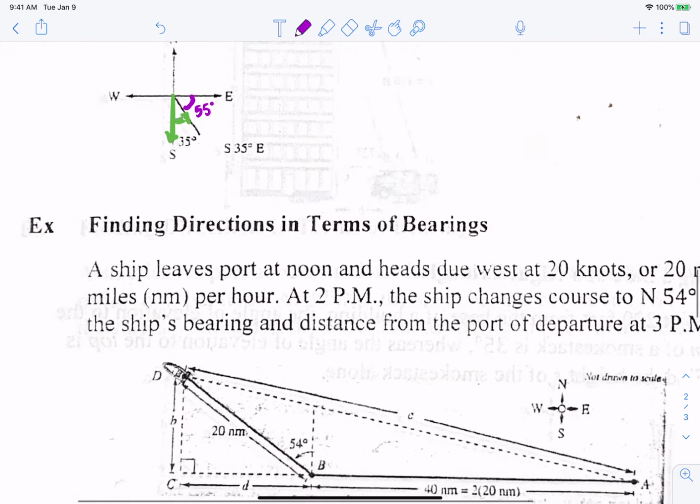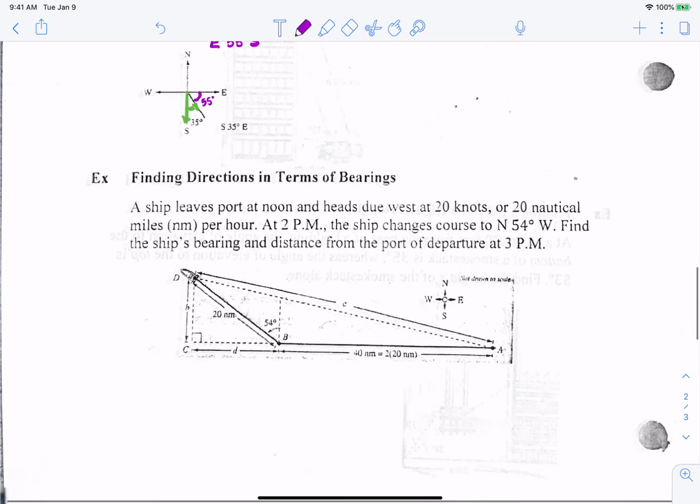Okay, so let's go down here. Example. A ship leaves a port at noon, and I'm pretty sure that's where A is at. So this is the start. It's starting there and heads due west at 20 knots or 20 nautical miles per hour.